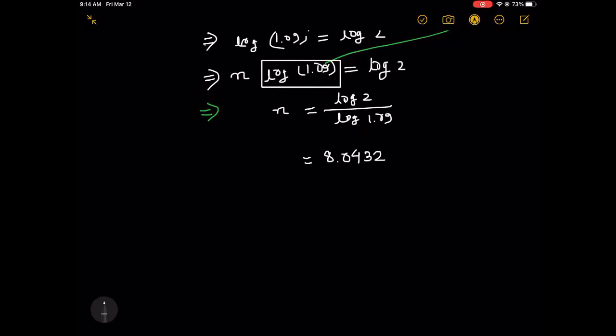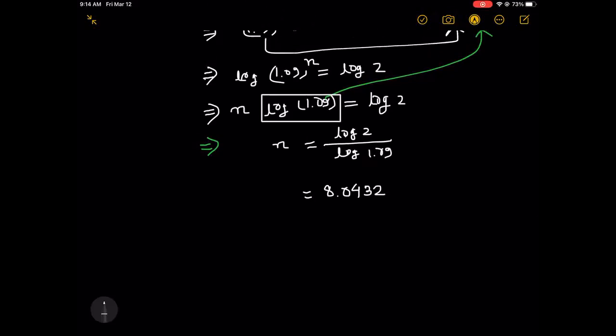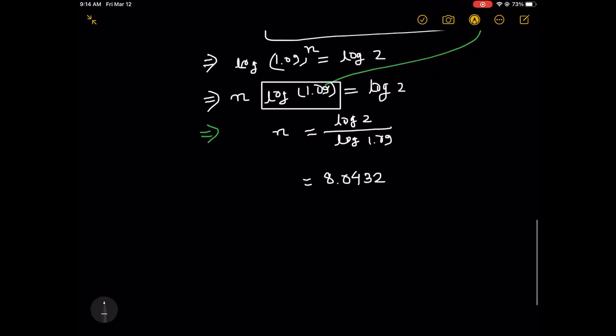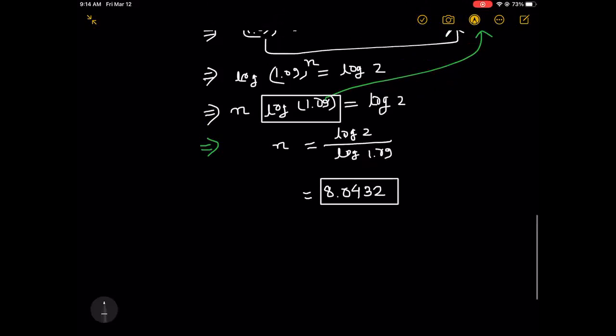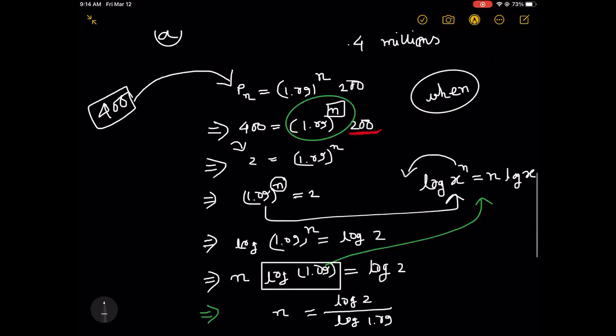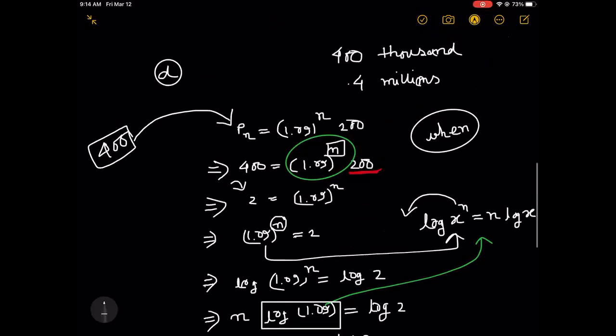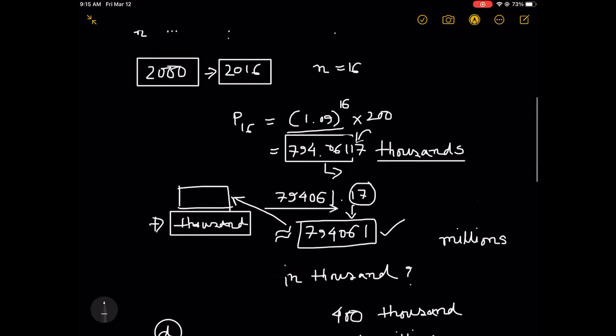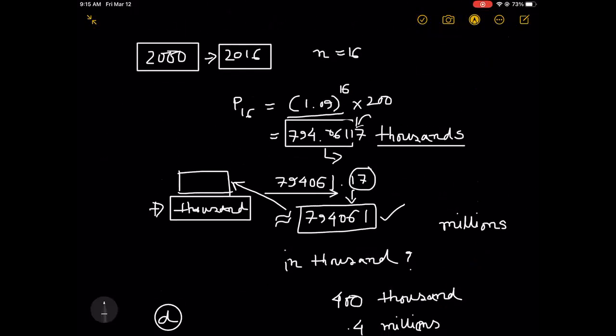So our question says, when will it exceed 400,000? So approximately after 8 years, it will... Wait a minute. Okay, we had a higher value. I was slightly confused. Why did he get 8 years? Because we have already calculated for 16 years. Okay, we have a higher value.